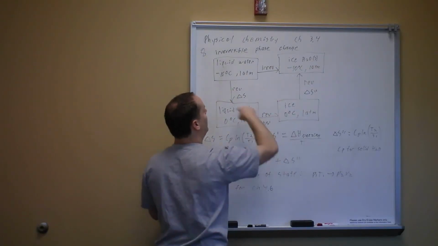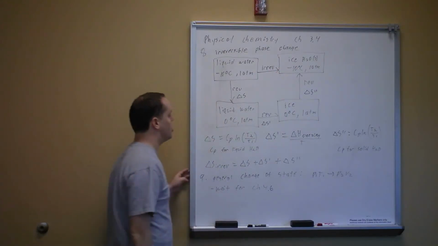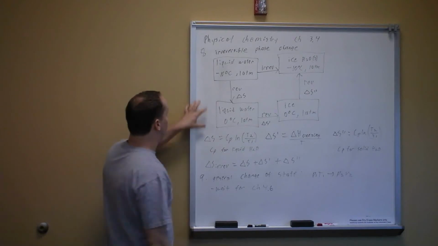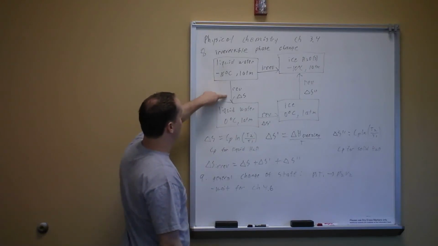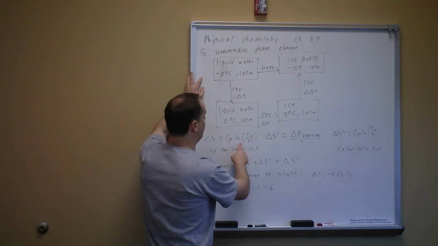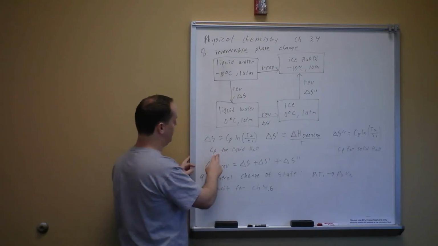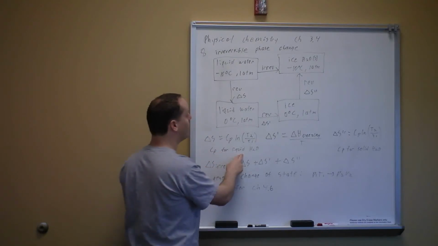And we know that that delta S has to be the same as this delta S, because S is a state function. Now, for this first step here, just reversibly warming up some water, we know that's just Cp times the natural log of T2 over T1, assuming Cp is constant. And remember, in this case, you need to use the heat capacity for liquid water.